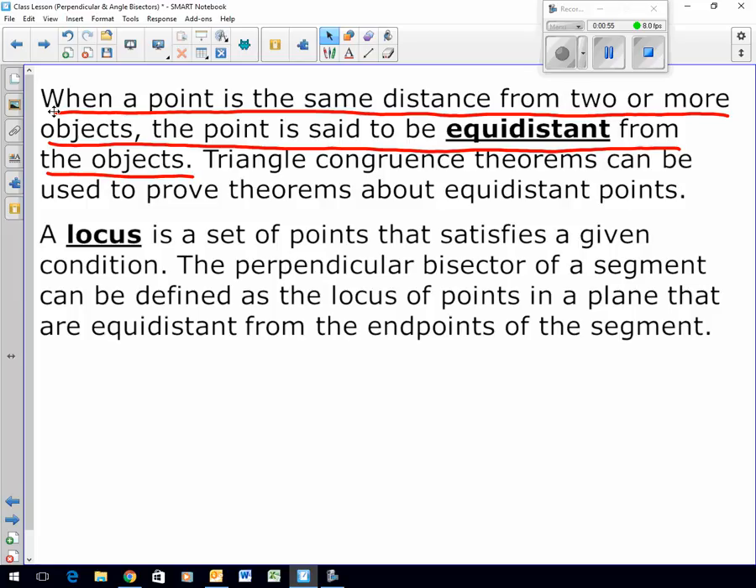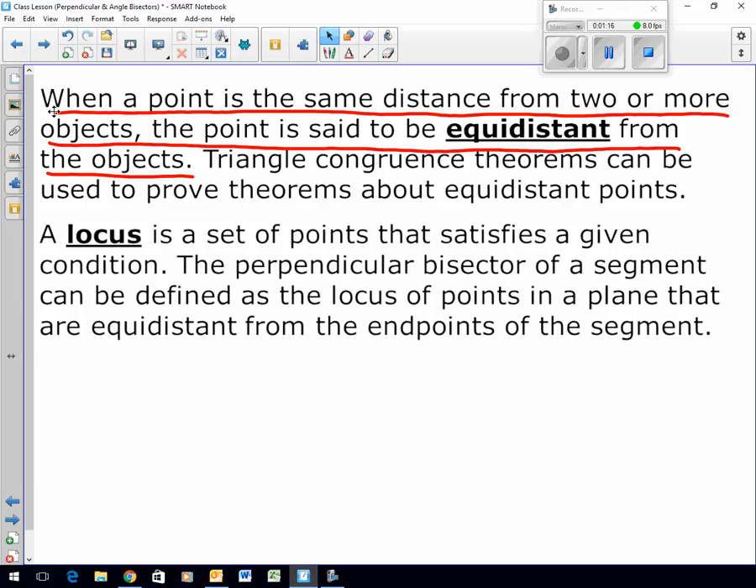Equidistant sounds like equal, because that's where we get equal from. Equal, E-Q-U-I. Equidistant. The same distance. Triangle congruence theorems can be used to prove theorems about equidistant points.